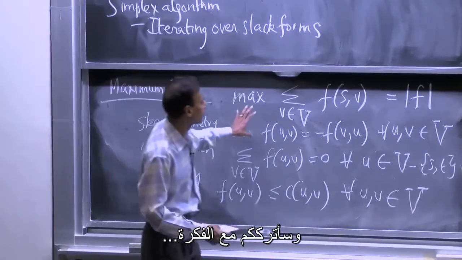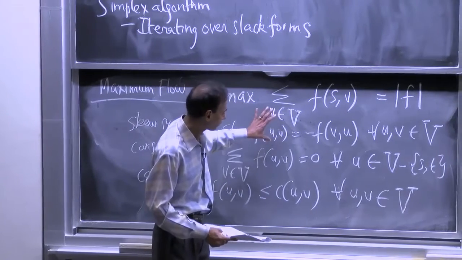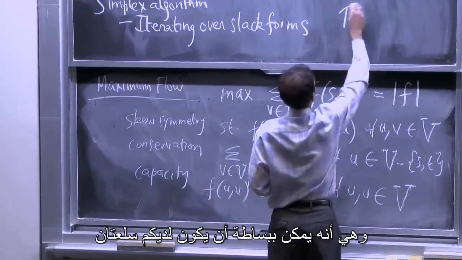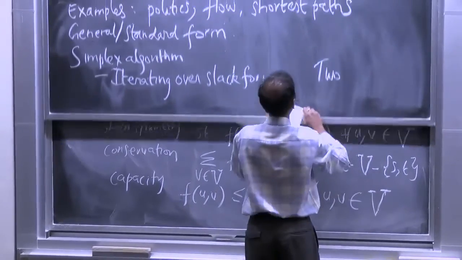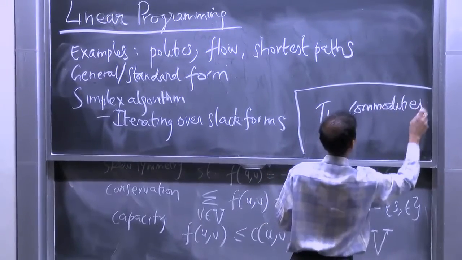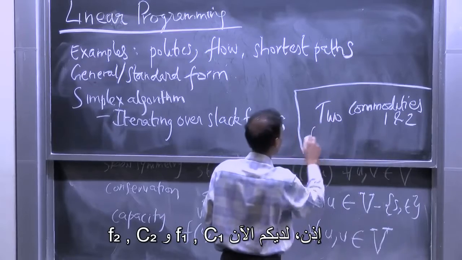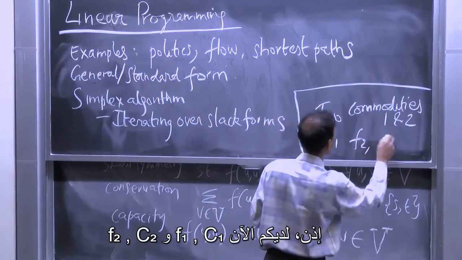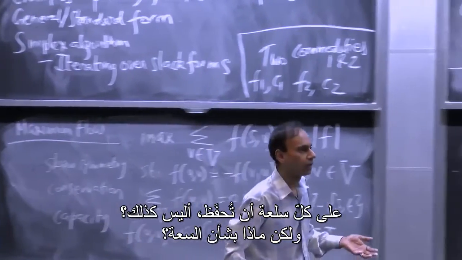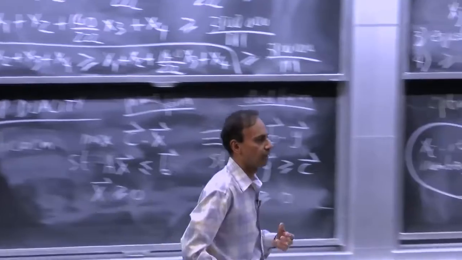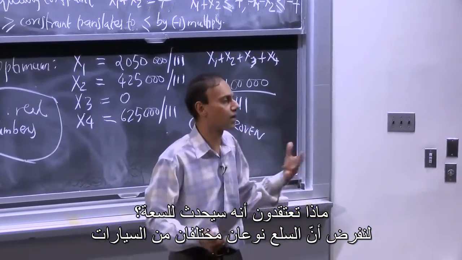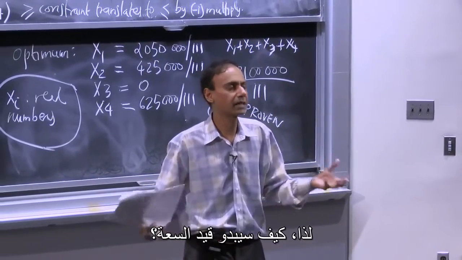And I'll just leave you with the thought that you could simply have two commodities, and we'll just call them 1 and 2. And so now you have the F1s and the C1s and the F2s and the C2s. Each commodity has to be conserved, right? But what about the capacity? What do you think happens with the capacity? Let's just assume these are two different kinds of cars. So what would the capacity constraint look like?